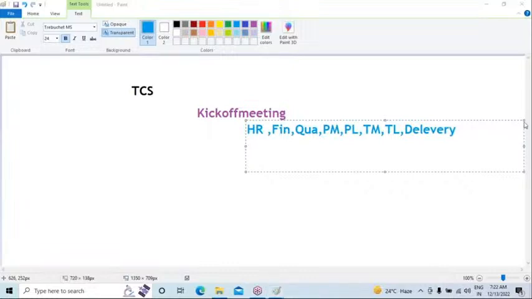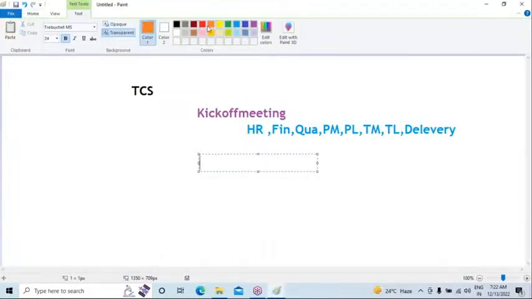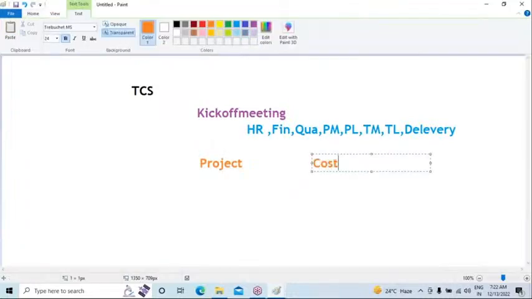So here we have to focus on that. Why are they conducting this meeting? They need to discuss the project. To develop this project, how much cost do we need to spend? What is the duration for this project? What are these?